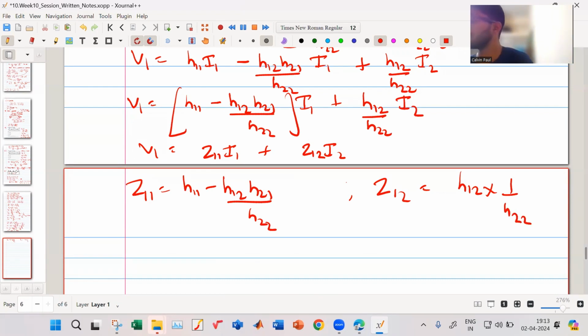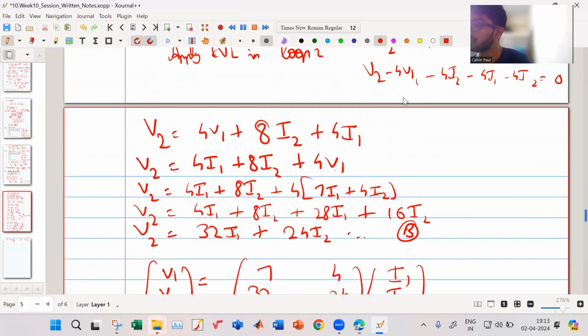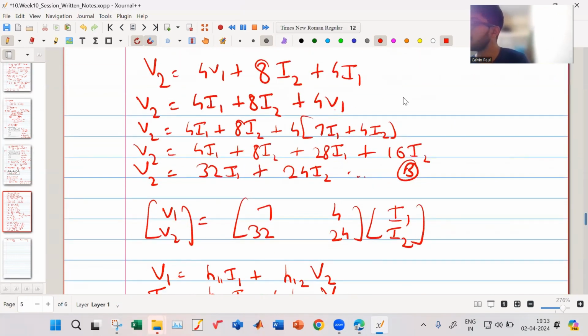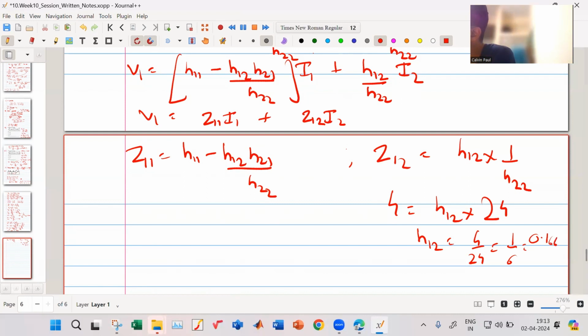So what is your value of Z12? You remember Z12 is equal to 4, if I'm not wrong. So Z12 is 4. So 4 is equal to H12 into 1 upon H22. And 1 upon H22 is equal to 24. So H12 is 4 upon 24, that is equal to 1 by 6. That comes out to 0.1667.